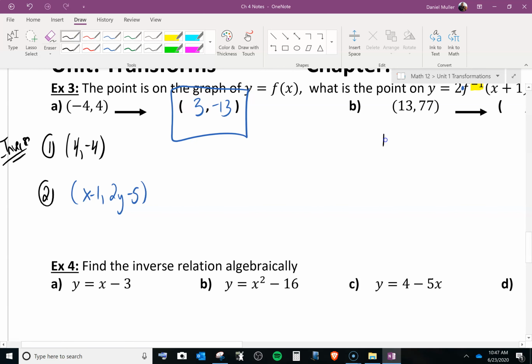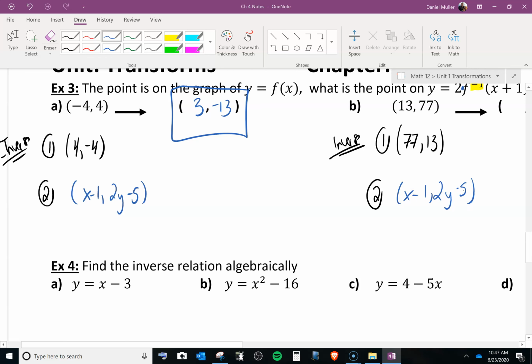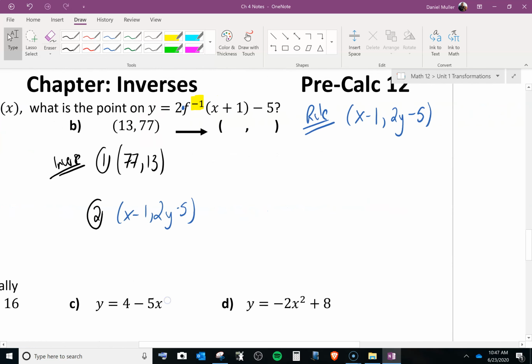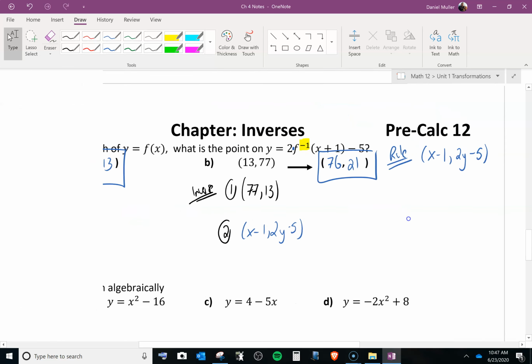So step number 1 here is to do your inverse. So we'll swap the x and y. And then step number 2 would be to use the rule. Now the rule is the same, x minus 1, 2y minus 5. So 77 minus 1 is 76. And then 13 doubled is 26 minus 5 is 21. And so that's all there is to those two questions.